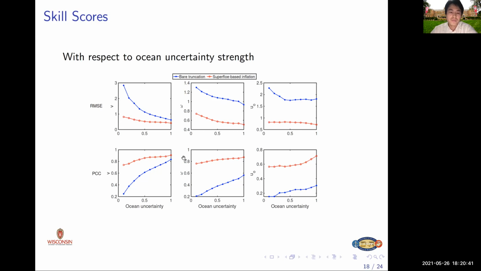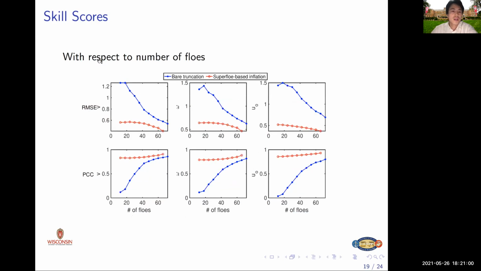With this simple superfloe-based inflation, we obtain a much more accurate result, with much smaller root mean square errors. And this figure studies the skill scores with respect to the ocean uncertainty strength. Here, the ocean noise is from 0.1 to 1. Similarly, we studied the skill scores with respect to the number of large floes kept in the system. The bare truncation is in blue, red refers to the superfloe-based inflation, and we see smaller errors when using this superfloe-based inflation.